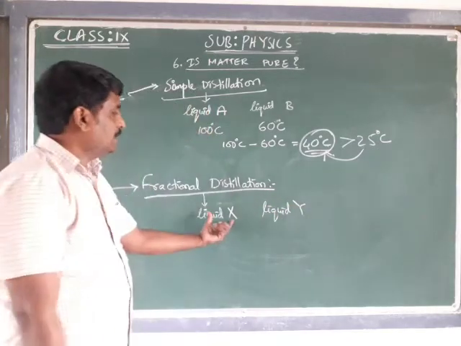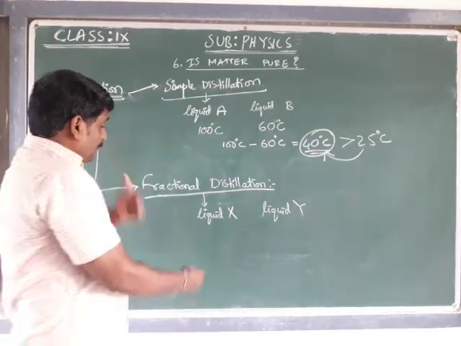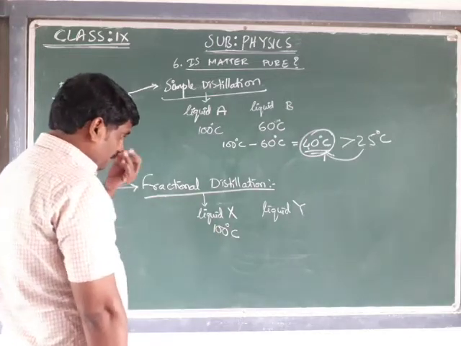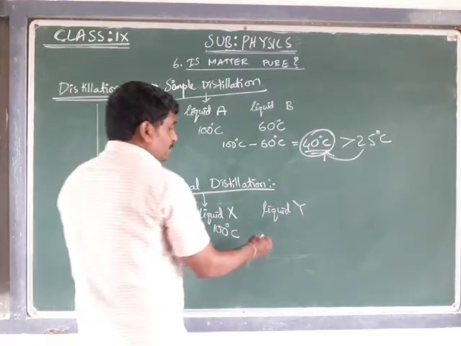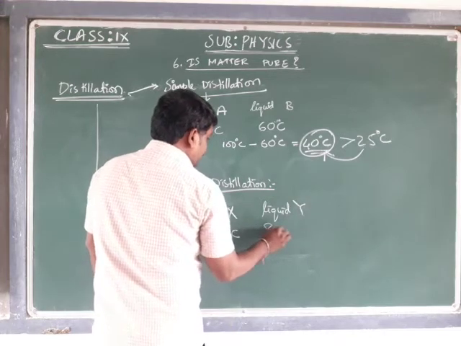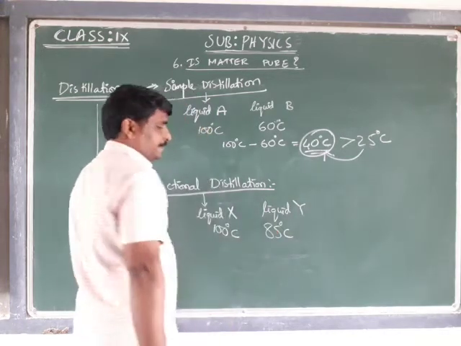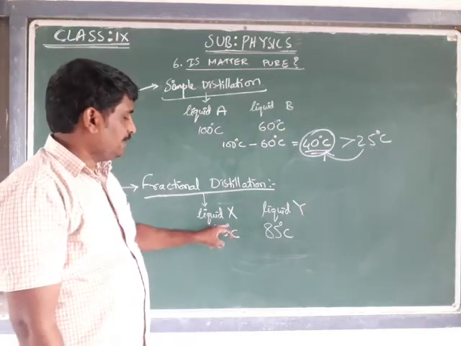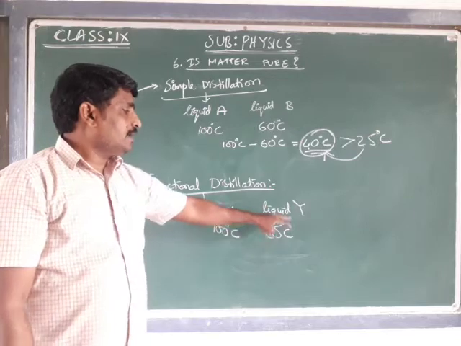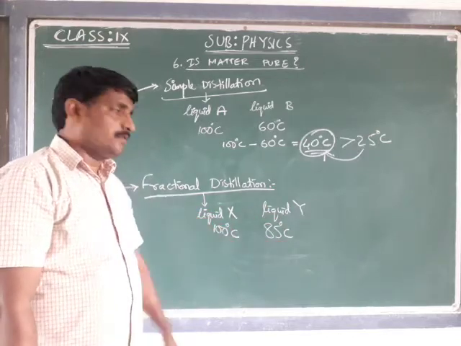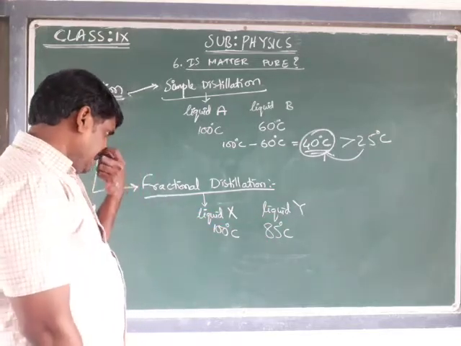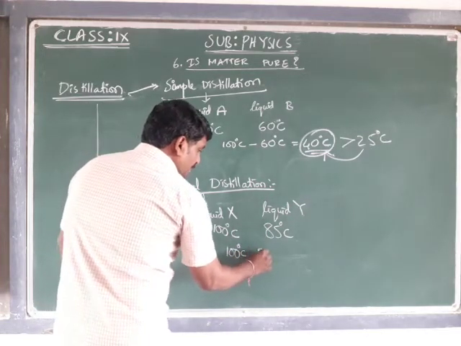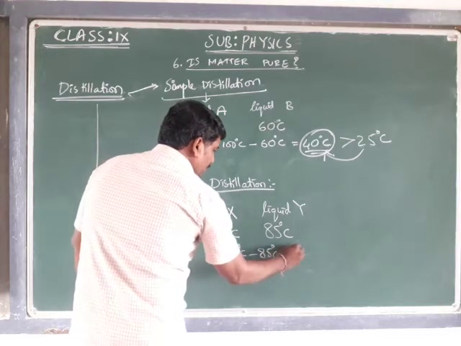I have liquid X and I have liquid Y. The boiling point of liquid X is 100 degrees Celsius, and assume the boiling point of liquid Y is 85 degrees Celsius. Now if I see the difference, that is 100 degrees Celsius minus 85 degrees Celsius, it is going to give 15 degrees Celsius.